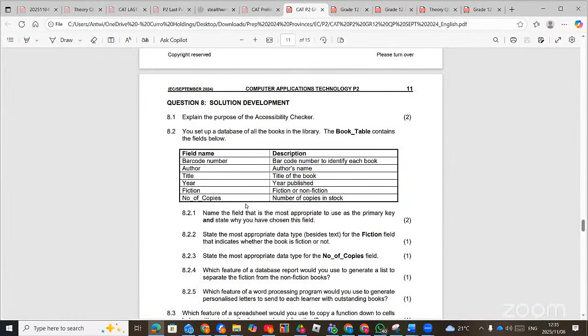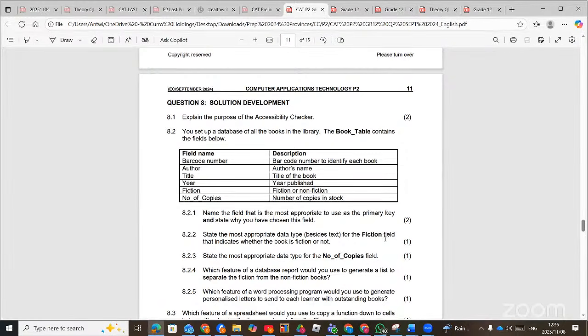Like this solution development, they gave this type of question. The field that is most appropriate for primary key, and state why you have chosen this field. Now you can see here, they have given the description. So you need to check the description. This is the barcode to identify each book. To identify each book, that means unique. So that should be primary key. So barcode number should be the primary key. When they give you the description, you must always check that.